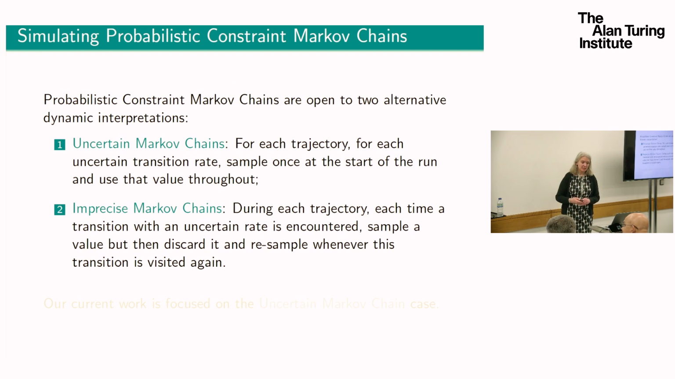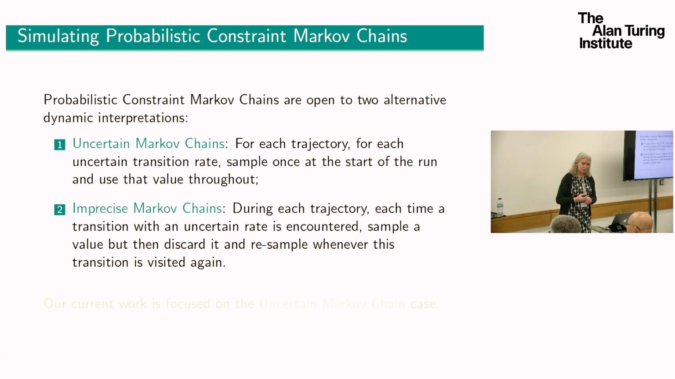Now, when we come to interpret those, I talked about the models being executable. There's two alternative interpretations that we can make on such mathematical structures. The first is what we call an uncertain Markov chain, which takes the view that in some sense there is a real value somewhere in that distribution. And so as you want to execute this model, you want to generate a trajectory, you sample from the distribution, you keep that value throughout the whole model. So in other words, you just take the one CTMC and you execute it. And then the next time you want to do a trajectory, you sample again.